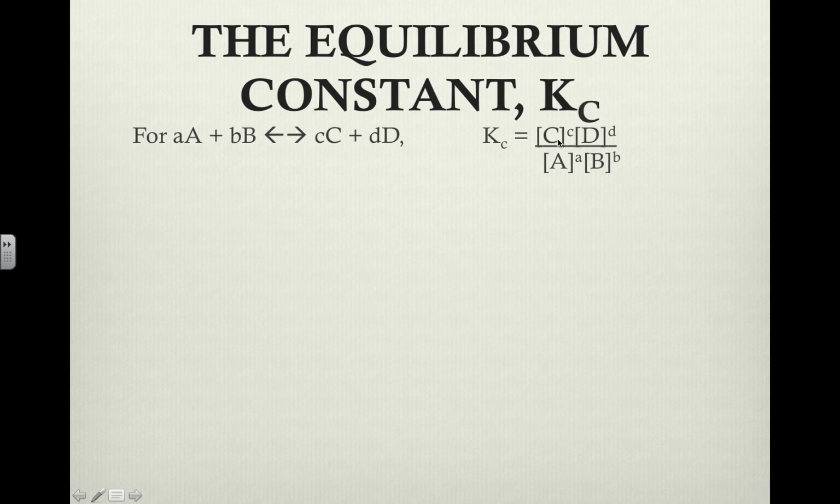It's the concentration of C raised to its coefficient times D, so the products raised to their coefficients, over A and B raised to their coefficients. And remember, those square brackets mean concentration or molarity, moles per cubic decimeter. So we're going to talk about gases a lot. We're going to talk about aqueous solutions a lot.